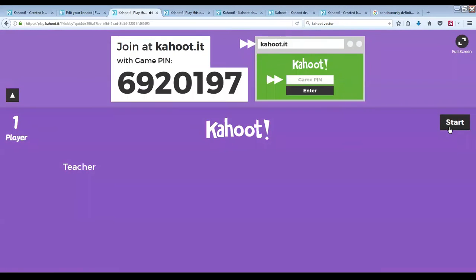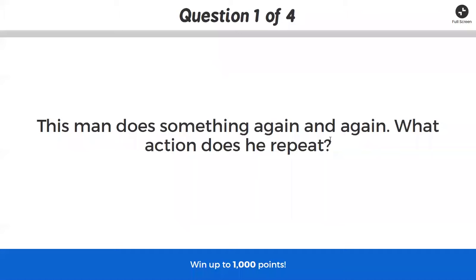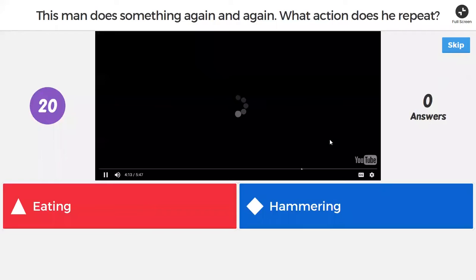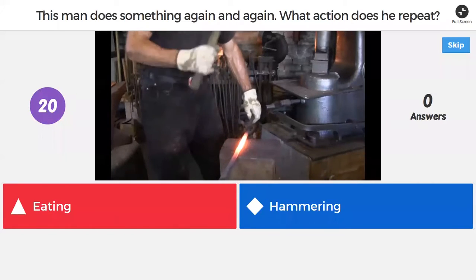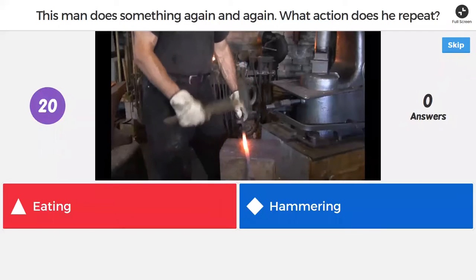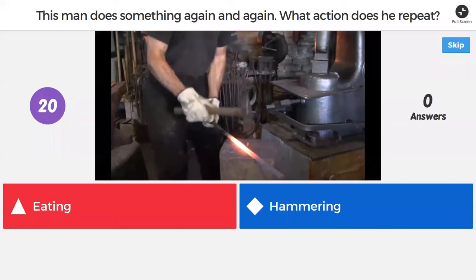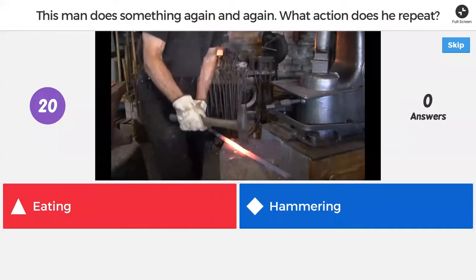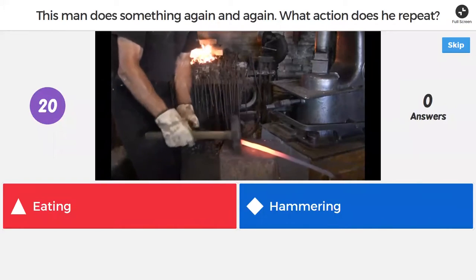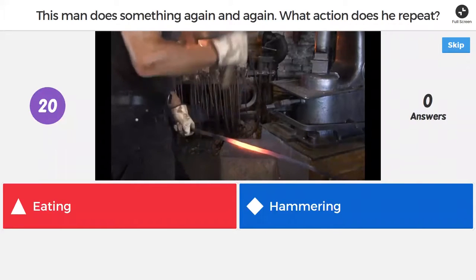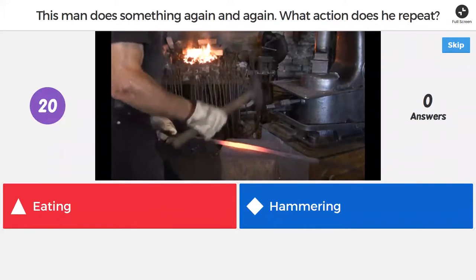So we begin the third intuitive Kahoot. This man does something again and again. What action does he repeat? So we see a video of a man that has a hammer and he just keeps hitting, or hammering. So it's an interesting video. Our only options to choose from are eating and hammering. So it should be very obvious to almost all our potential audience.